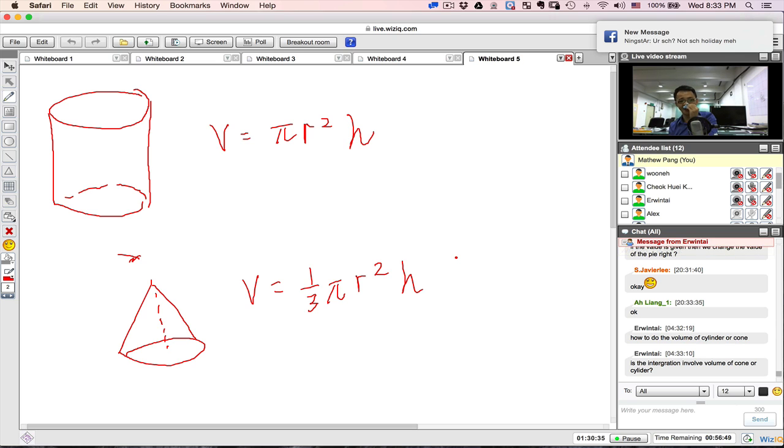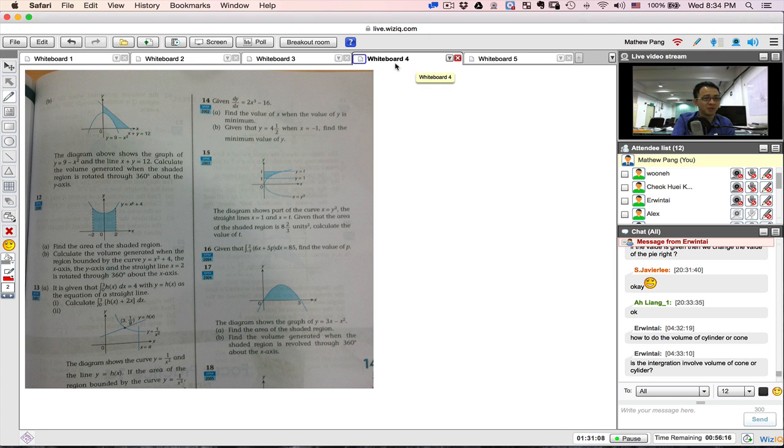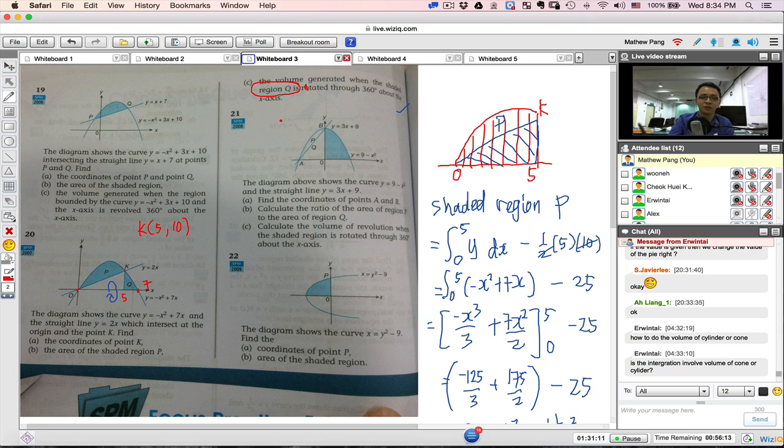Does integration involve volume of cone and cylinder? I don't think so. But if talking about the hot question, the highest order thinking skill question which a lot of students ask me about, I do see a question that involves some cylinder. But most of the time, you won't see something like this. Just remember what I taught in the last 1.5 hours, it should be more than enough for you to score in this chapter.